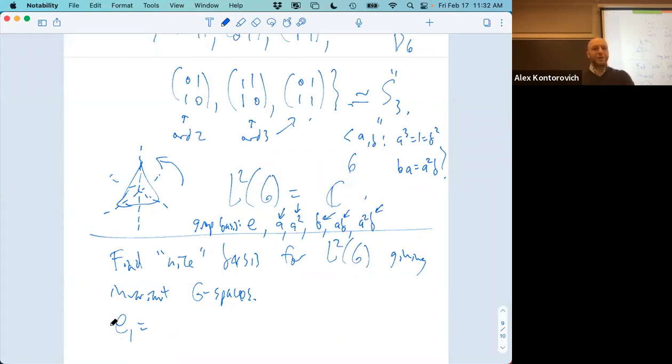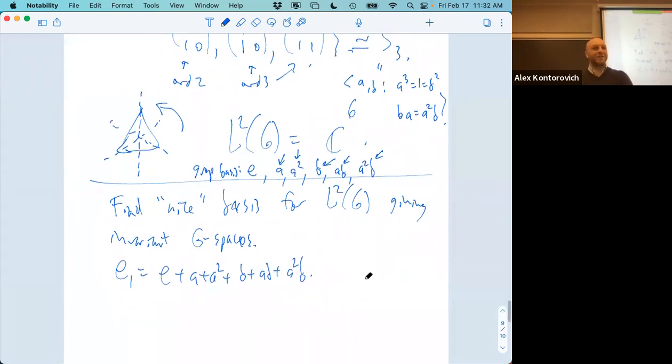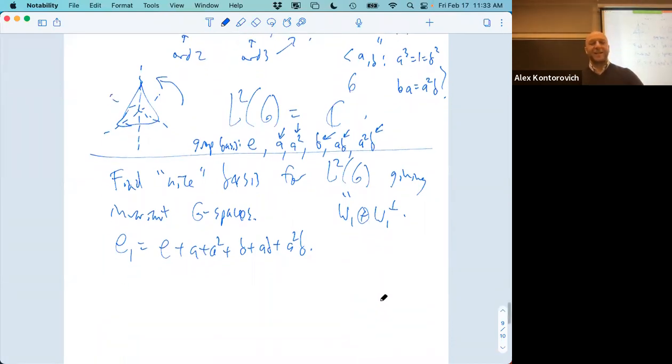Okay, so our first invariant subspace will be E plus A plus A squared plus B plus AB plus A squared B. That certainly is invariant. Whatever G does, it permutes the things around, so when you sum them all, you don't get anything different. Okay, this is invariant. So here we have W1 and then the rest. Now, how are we going to decompose the rest? Subtract the order 3 things. Tell me what you mean.